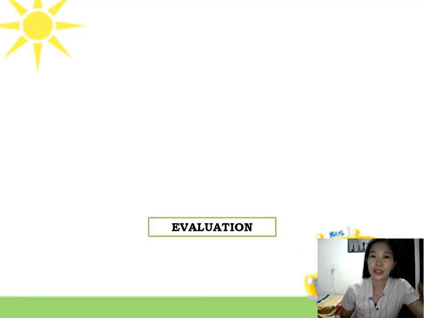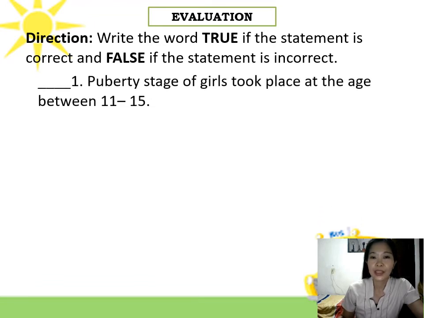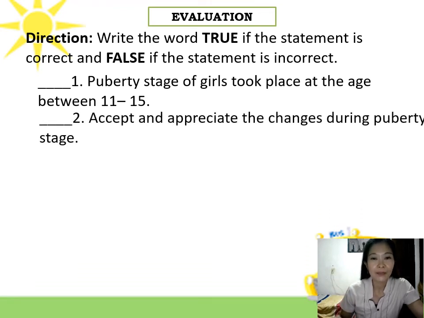And now let us proceed to evaluation. So our direction is to write the word true if the statement is correct and false if the statement is incorrect. Are you ready? Number one, puberty stage of girls takes place at the age between 11 to 15 years old. 4, 3, 2, 1. Number two, accept and appreciate the changes during puberty stage.